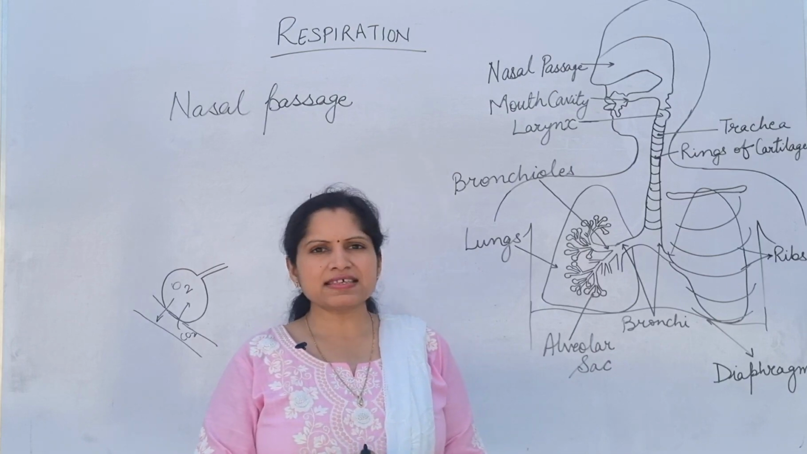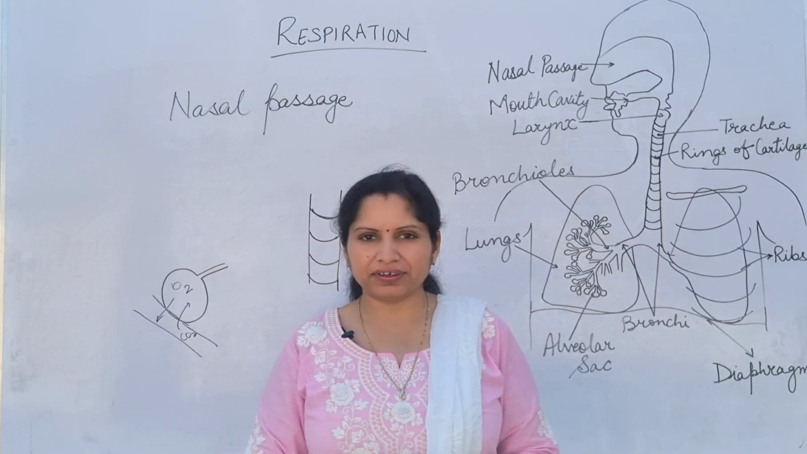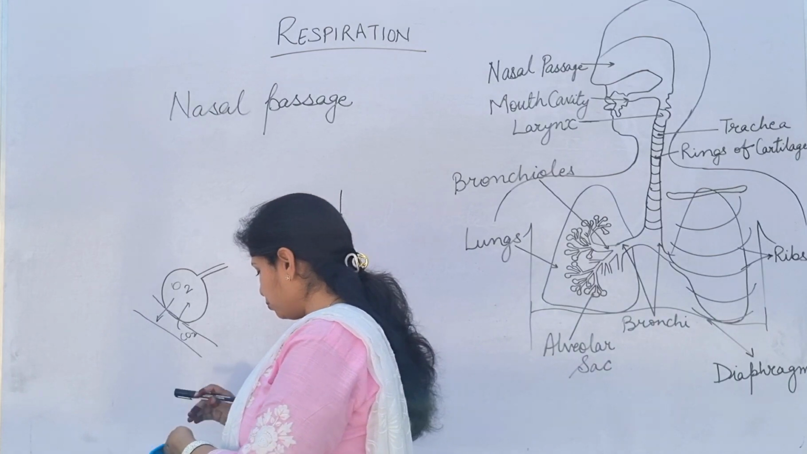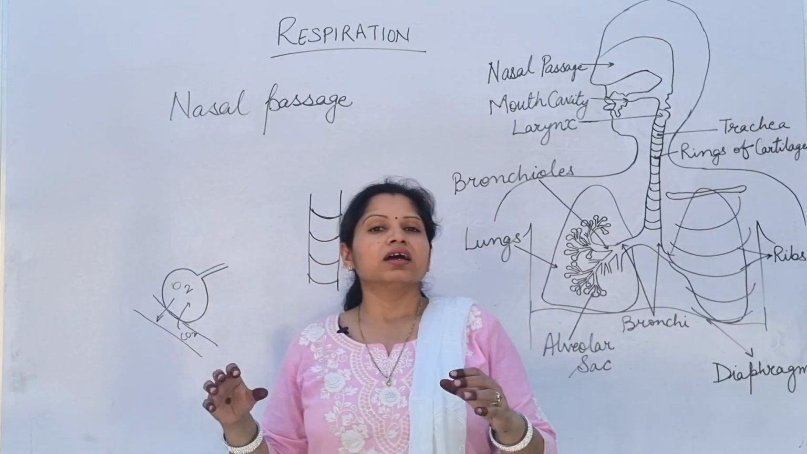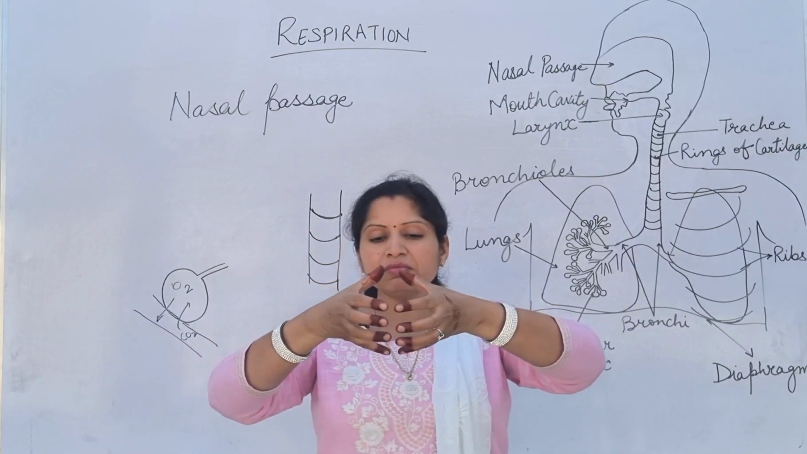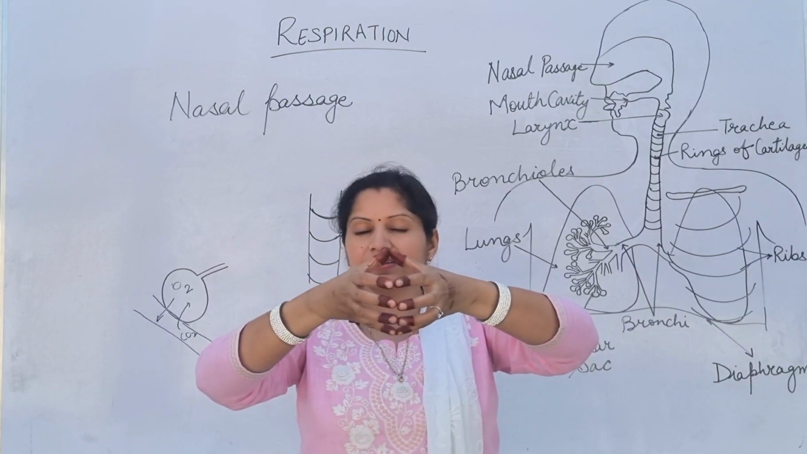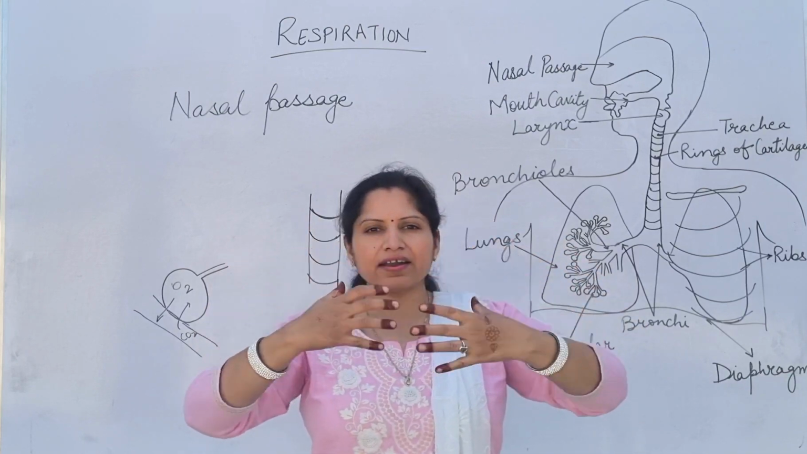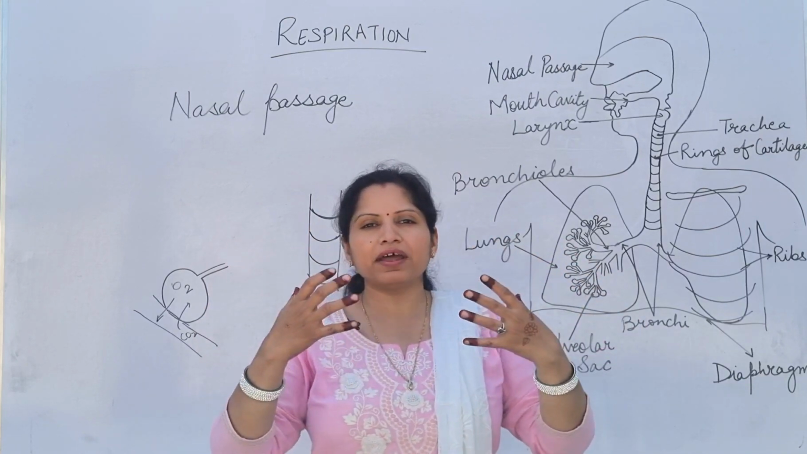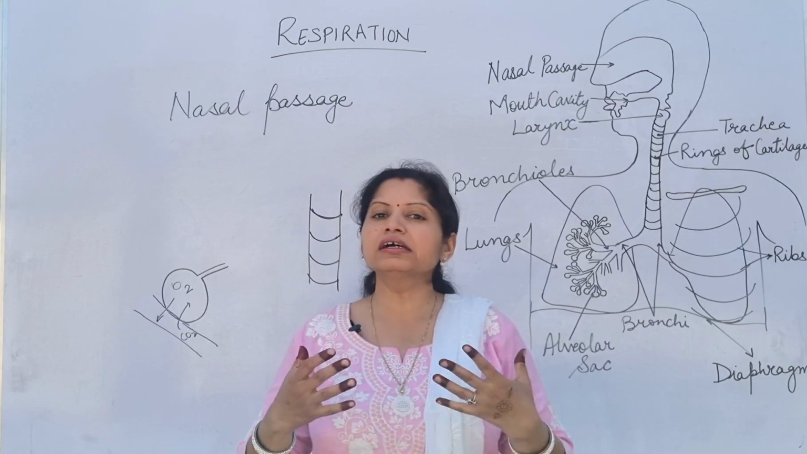But what is helping us to breathe in and breathe out? Let's see that. Approximately this is the shape of our rib cage, the ribs. A rib cage is there around the lungs, and that acts for the protection of the lungs.